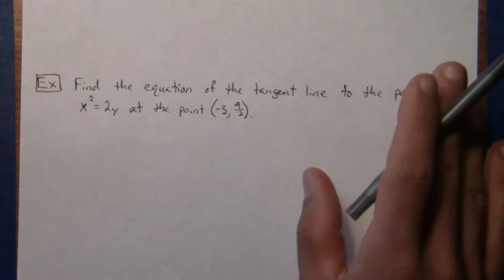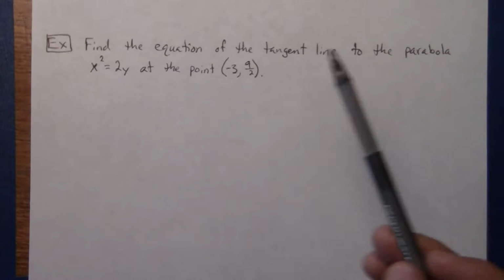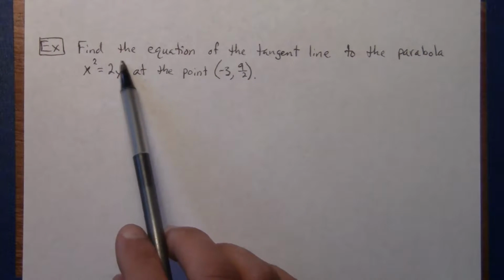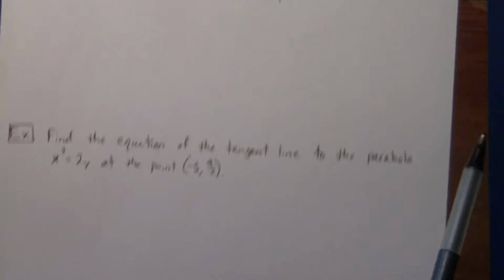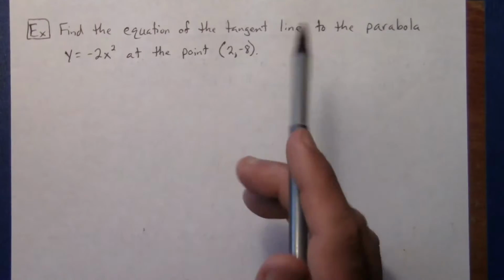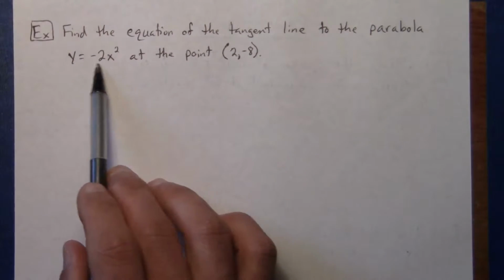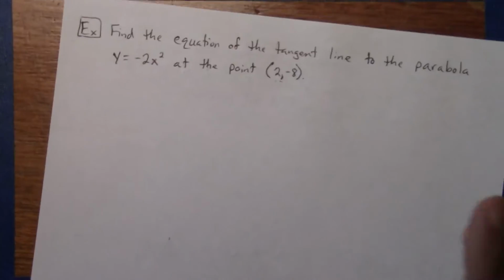And then the 2 problems that are going to probably give you the most trouble, or tend to give people the most trouble, are the tangent line problems. So we're going to find the equation of a tangent line of this parabola at that point. And then I'm going to do another one just like that. We're going to find the equation of a tangent line of this parabola at that point.